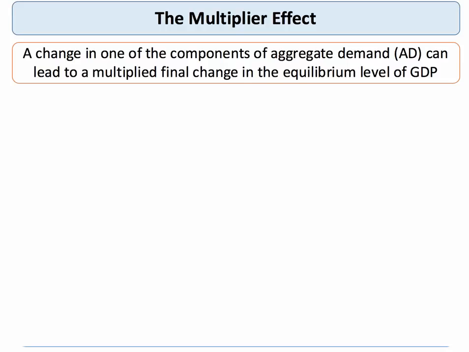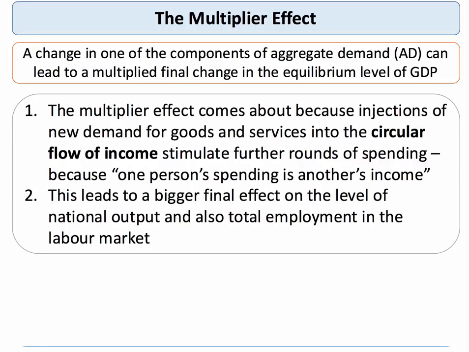It's essentially the idea that a change in one or more of the components of aggregate demand, C plus I plus G plus X minus M, can actually lead to a multiplied final change in the equilibrium level of GDP. In other words, an initial stimulus to demand can have a greater final impact on the level of national output. And that's essentially what's meant by the multiplier effect.